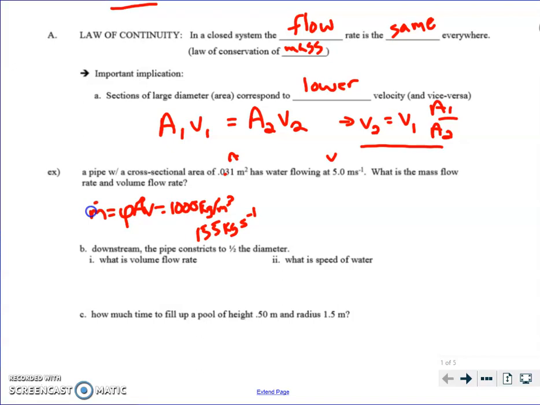And then if I want to get the volume flow rate, V dot, all I do is take the mass flow rate and divide it by the density, or in other words, just A1 V1. It's 155 divided by 1,000, that's the density, so we're going to get 0.155 meters cubed, that's volume, per second. Okay, pretty straightforward. Downstream, the pipe constricts to half the diameter. Okay, what is the volume flow rate going to be?